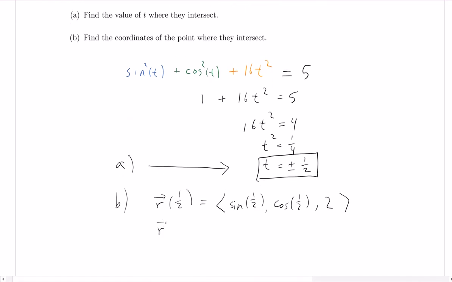And then similarly for negative 1/2. To find the other point of intersection, we just plug in negative 1/2 everywhere. So sine of negative 1/2, cosine of negative 1/2, and negative 2. And there we have it. Those are the two points of intersection.